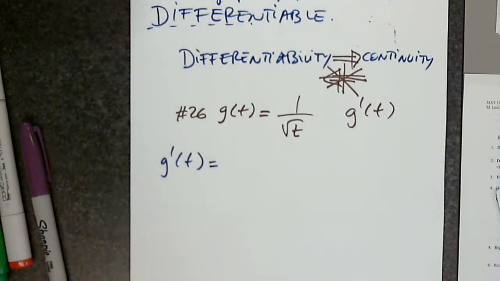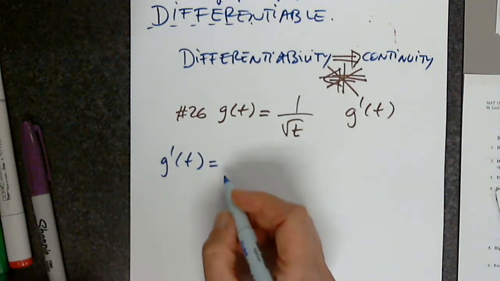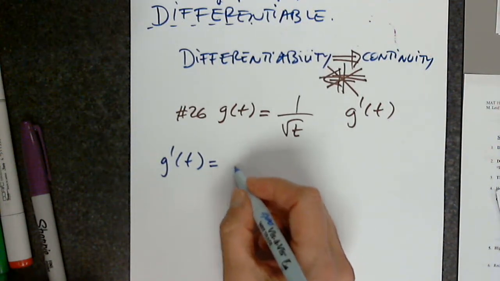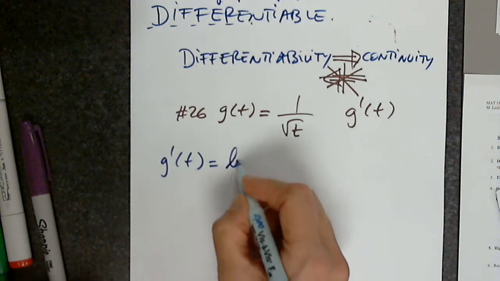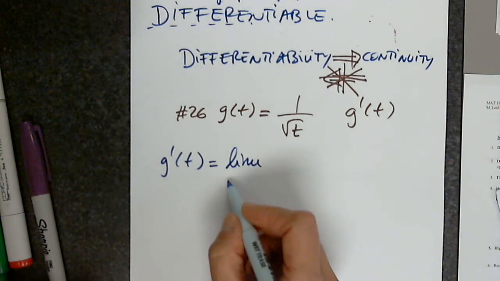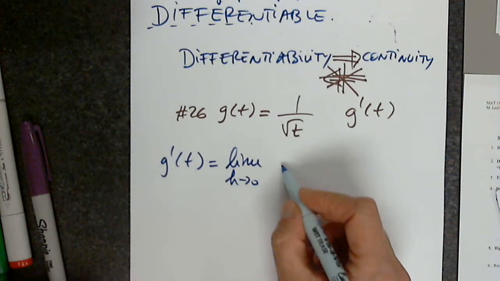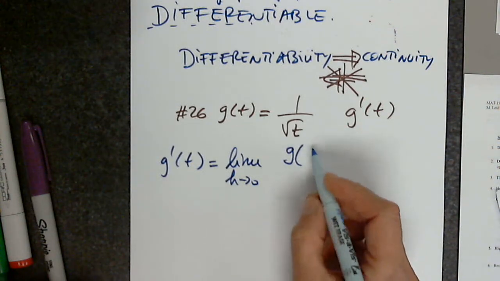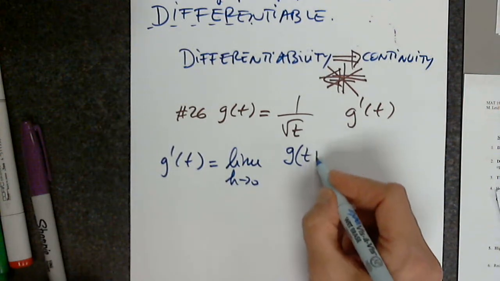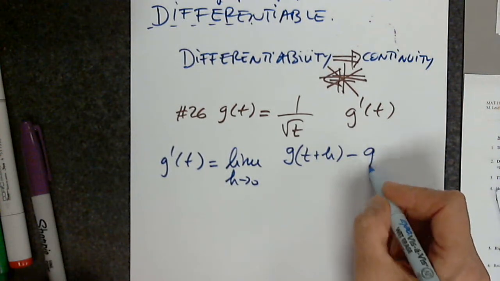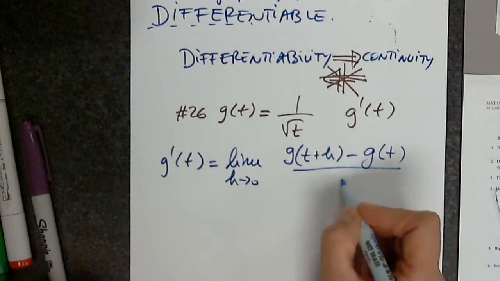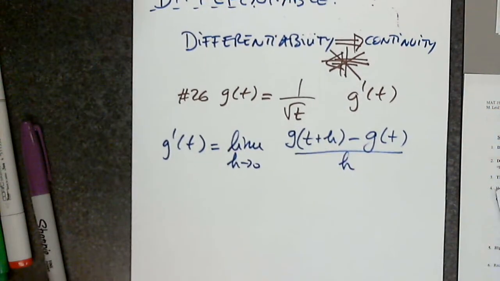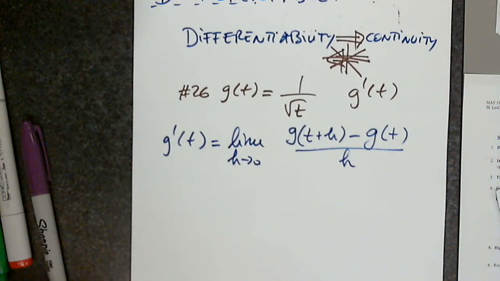If we haven't written this like 15 times, we haven't. So what do I write? f of a, then h approaches 0. Very good. So let's write it like this first: g of t plus h, minus g of t, divided by h. For f prime of x or g prime of t, there is only one definition.